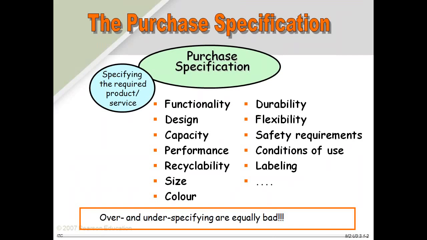Now, purchase specs. When we're talking of the requirements, we need to explain the functionality. We need to talk about the design, the capacity, performance, recyclability, the size, the color, durability, flexibility, safety requirements, conditions, and labeling.